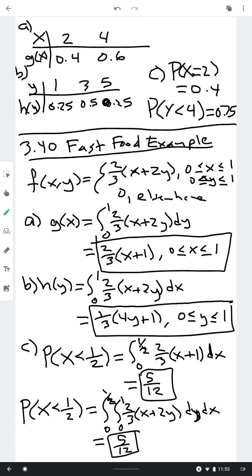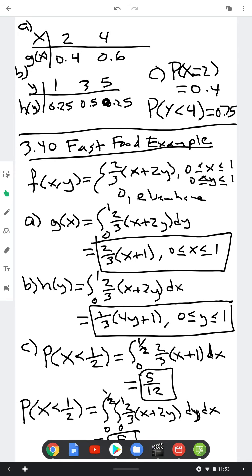The reason why is because this inner part right here is just my marginal distribution that I calculated before. And then I'm just integrating the outer part, which is this thing right here. I hope that kind of makes a little bit of sense. But we'll stop right there, and we'll pick up again with conditional distribution.